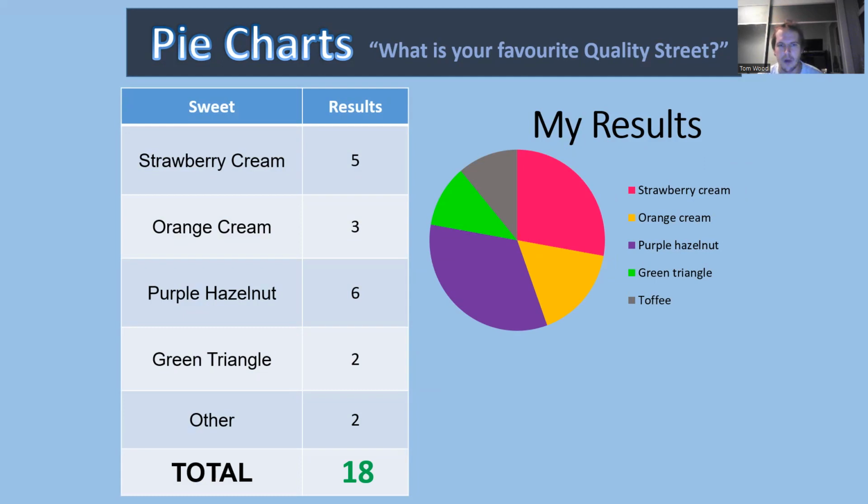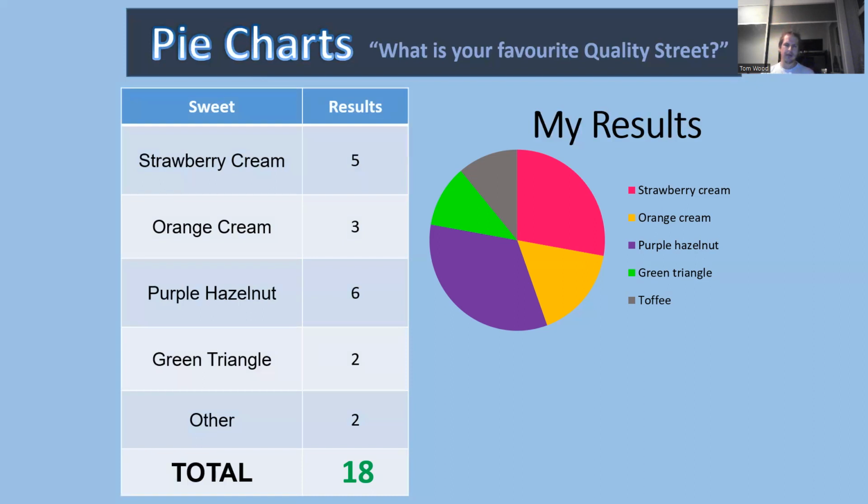In this made-up world, purple hazelnut is the most common. So you can see there it has the most space taken up. The great thing is with this, you could measure it, you could work out exactly what percentages it is, or you could work out how many degrees there are in there as well. And we're going to need that when we actually construct this. But at a glance, you can easily see what the most popular is, what the least popular is, and it's quite a nice visual way of seeing these.